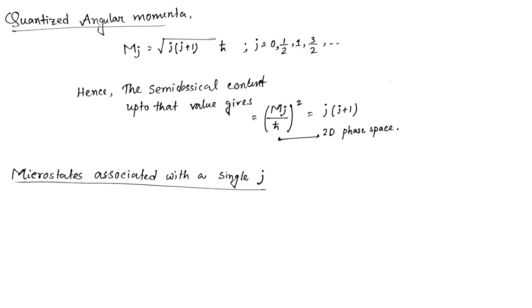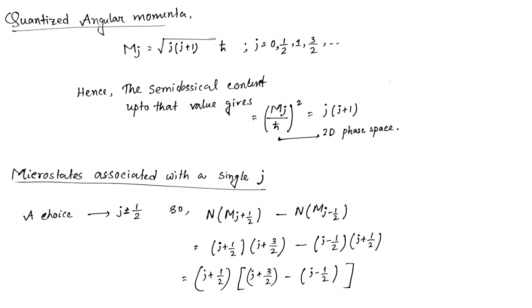Now let's do that. To assign the microstates to the level j, we are taking the difference between the counts just below and above the cell. So we are taking a choice that is j plus 1 by 2 and j minus 1 by 2. So we use those values to calculate the microstates. So if you simplify the equation, basically here you have to put the value from j into j plus 1. So this is j plus 1 by 2 into j plus 1 by 2 plus 1. So in this way, if you simplify, you will basically get the value 2j plus 1.